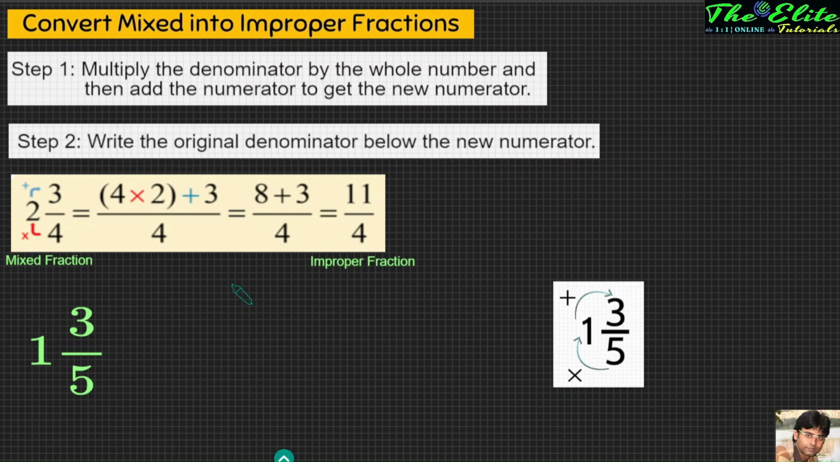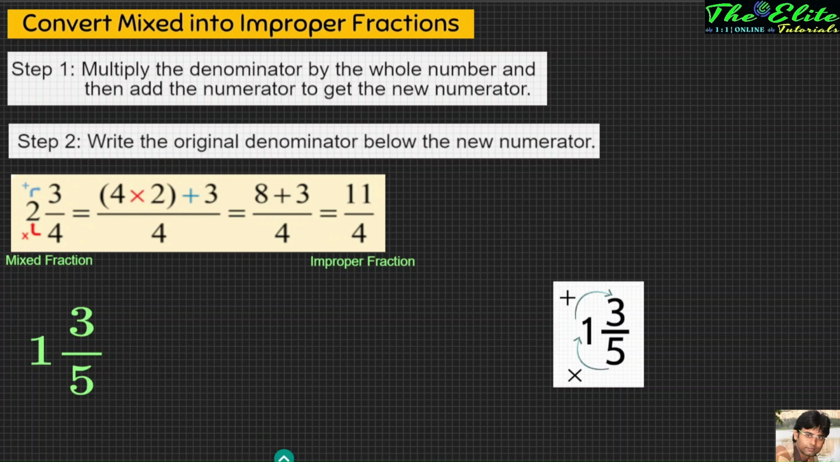Now, converting mixed into improper fractions. See the steps written here. Multiply the denominator by the whole number and then add the numerator to get the new number. The second step is to write the original denominator below the new number. Very easy. For example, I have given you a question here.